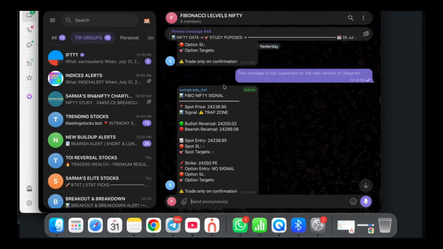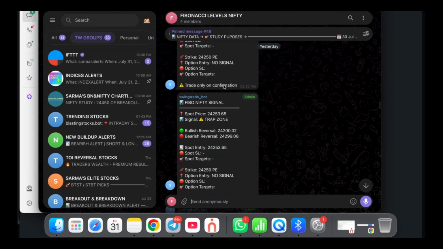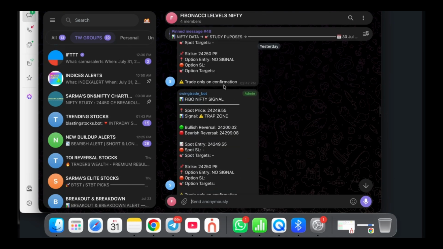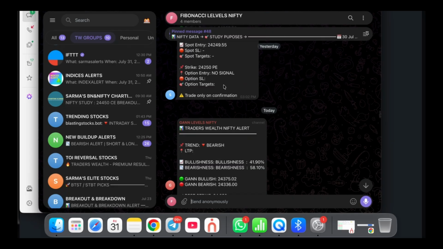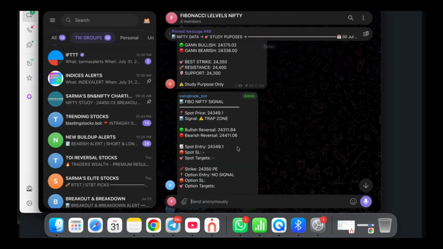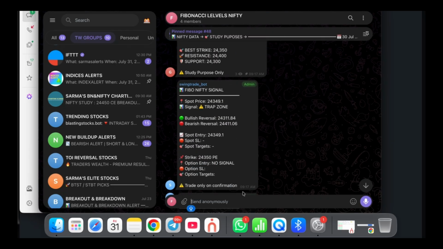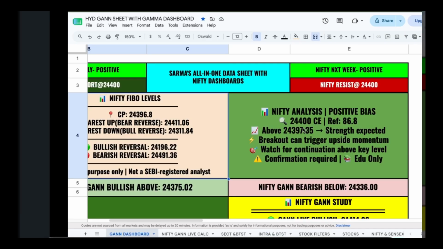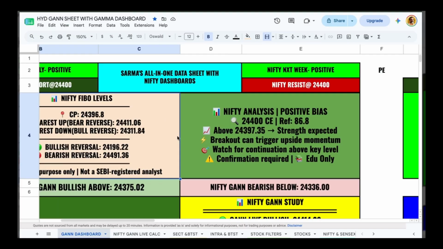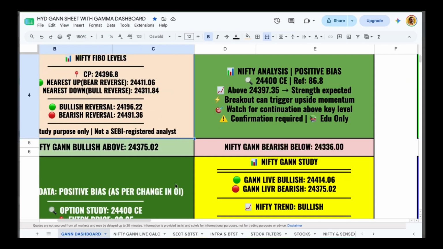Let me open the first alert. This is the Fibonacci level today, the Gann level, and this is the Fibonacci level. You can see the time, 9:17. I'm marking it like this, 9:17, and here you can see 24,311 is the bullish reversal and the bearish reversal is 24,411. In the morning itself it has given this. So use these levels and trade safely, and use my Gann sheet, this all-in-one sheet.